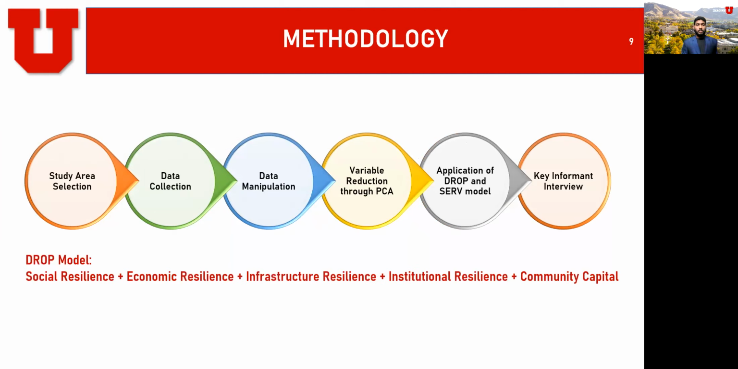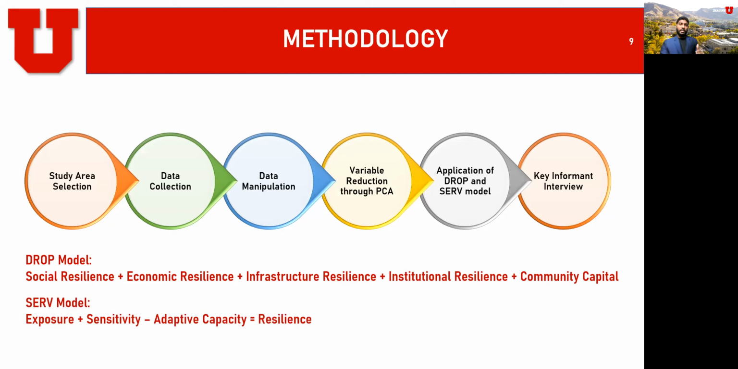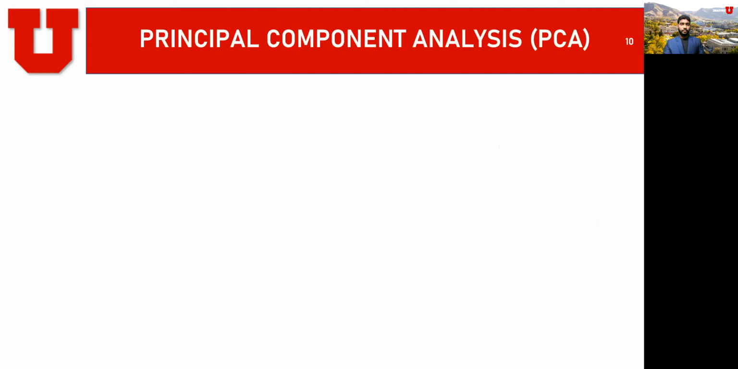In the DROP model, Susan Cutter has divided the overall resilience into 5 categories. The first one is social resilience, then economic resilience, infrastructure resilience, institutional resilience, and community capital. She developed an individual resilience score for each of the sectors, and then through a weighted index developed the ultimate resilience score. And in the SERV model, resilience is expressed as a function of exposure, sensitivity, and adaptive capacity. And in a similar way, it developed the resilience score, exposure score, sensitivity score, and adaptive capacity score. And through the equation, we get the resilience.